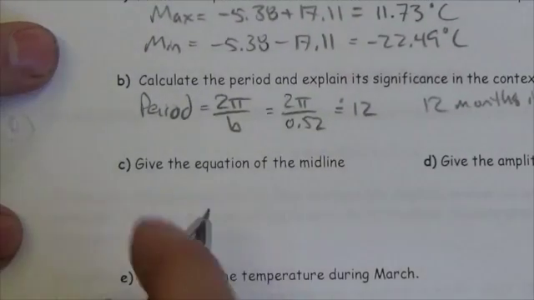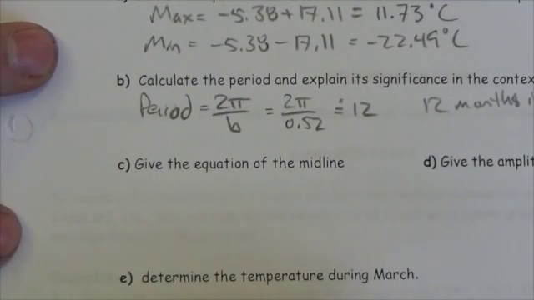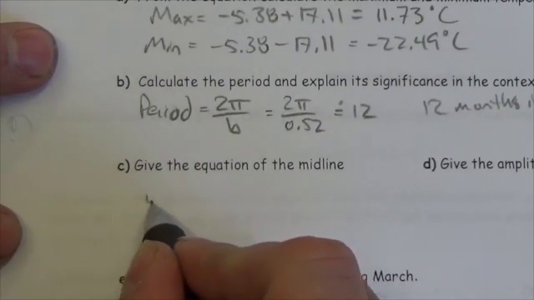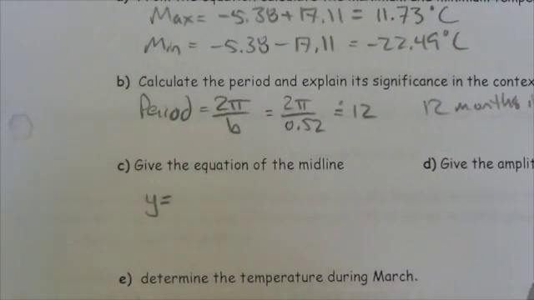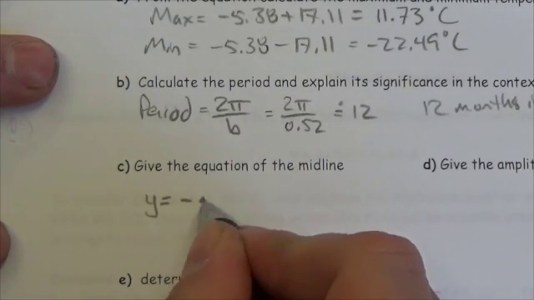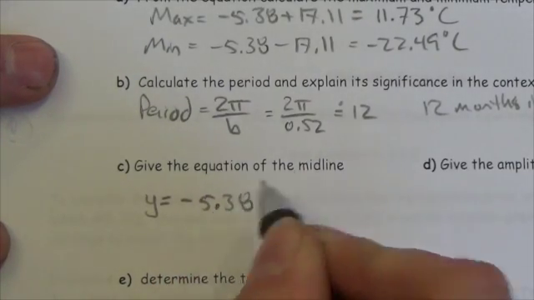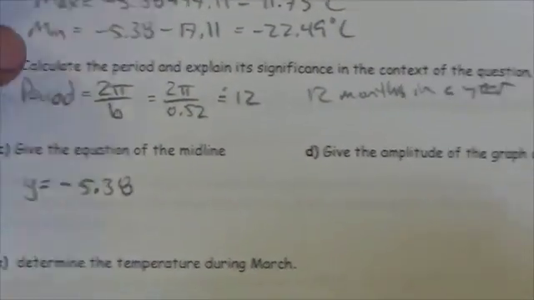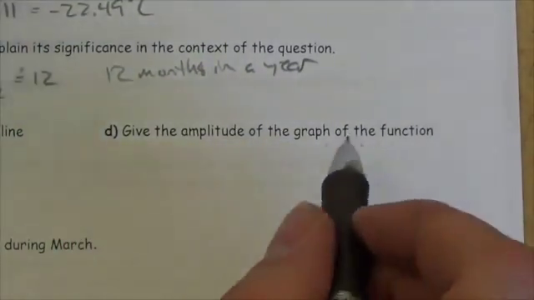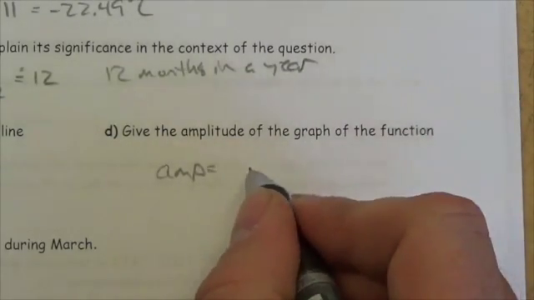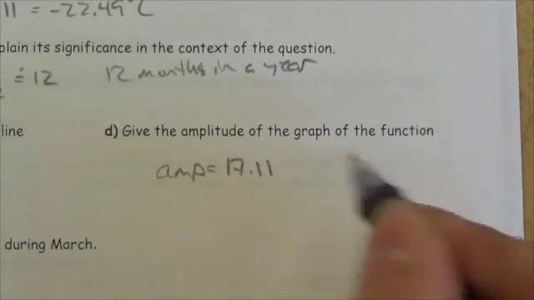All right. Now, give the equation of the midline. Well, we've already got that. The equation of the midline is going to be y equals, well, that's the D value. And the D value in this case is negative 5.38. So that's an easy one. It's kind of given to you right there. The next one says to give the amplitude. Well, that's easy because the amplitude is that A value up front. We've already identified it at 17.11.